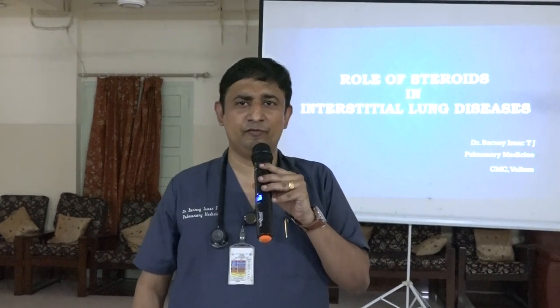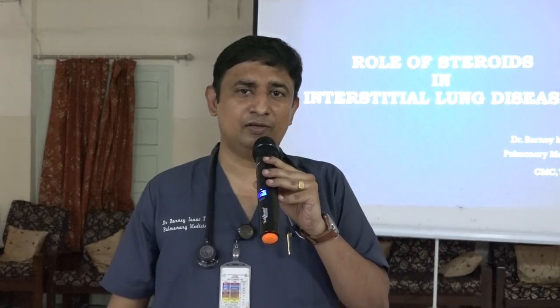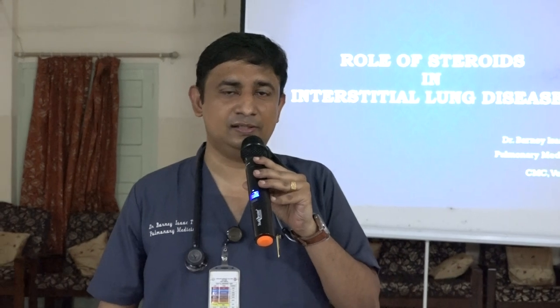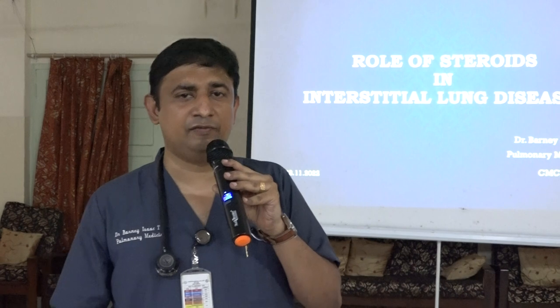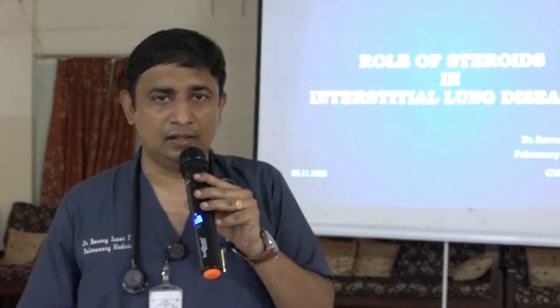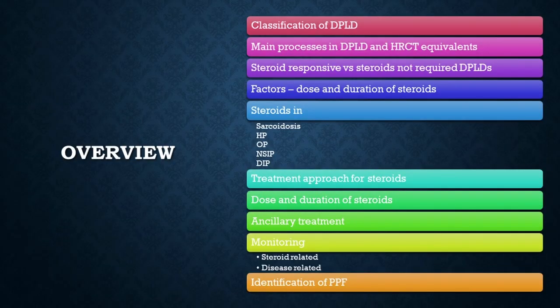The last talk was predominantly focused on idiopathic pulmonary fibrosis. In this talk, we will focus on the role of steroids in interstitial lung diseases. We'll just recap a few things on the flowchart of the classification which we decided last time. So the overview of my talk is as given here. We look at the classification, the main processes in DPLD and equivalence on HRCT. Steroid-responsive ILDs versus where steroid is not required, factors which affect the dose and duration of steroids, and we look at the role of steroids in five specific instances of DPLD where it is most used. We look at the treatment approach of steroids. We look at the ancillary treatment required, how do we monitor, and we'll keep the identification of PPF and role of antifibrotics for the next talk.